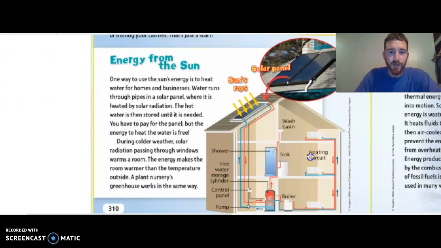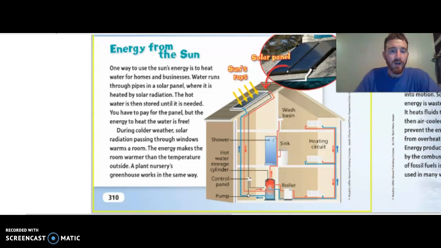So energy from the sun. One way you can use the sun's energy is to heat water for homes and businesses. Water runs through pipes in a solar panel where it's heated by solar radiation. So this is an example. If you've ever seen people that have solar panels up on their houses or roofs, a lot of times that's not used to create electricity for the home, but rather to heat the water in the home. So you can see here a pipe running through. Basically, the water goes up, these get super hot and absorb that heat energy, and then it heats up the water, and then the hot water can go back down.